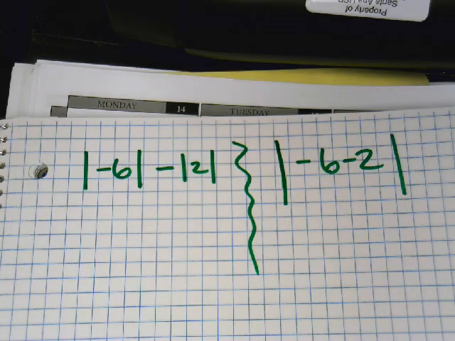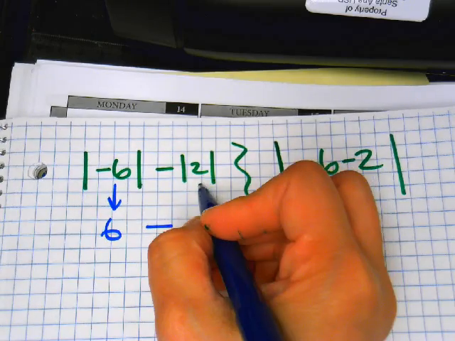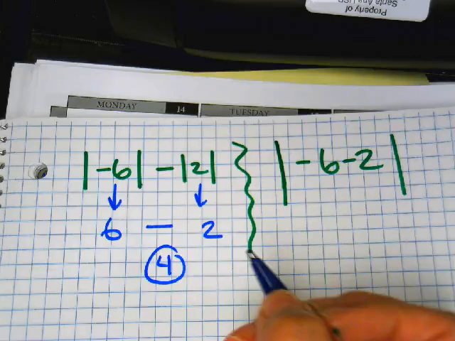Should you get the same answer? No. You will not. What's the absolute value of -6? No. Snap back into it. Okay, we're focusing. What's the absolute value of -6? 6 minus absolute value of 2? 2. What's 6 minus 2? 4.